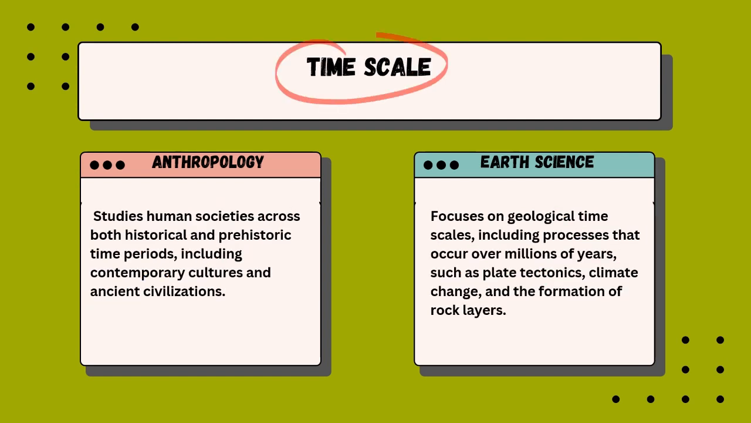Next, the time scale. Anthropology studies human societies across both historical and prehistoric time periods, including contemporary cultures and ancient civilizations, whereas earth sciences focuses on geological timescales, including processes that occurred over millions of years, such as plate tectonics, climate change, and the formation of rock layers.